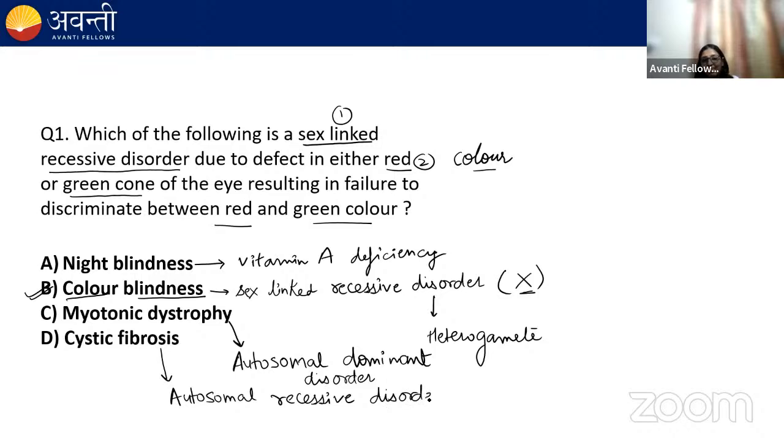In cystic fibrosis, what happens? The cells that produce sweat, mucus or the digestive juice, they get affected. In cystic fibrosis, the main mechanism which fails or gets disturbed is the transport of the chloride ion. The failure of the transport of the chloride ion leads to cystic fibrosis.